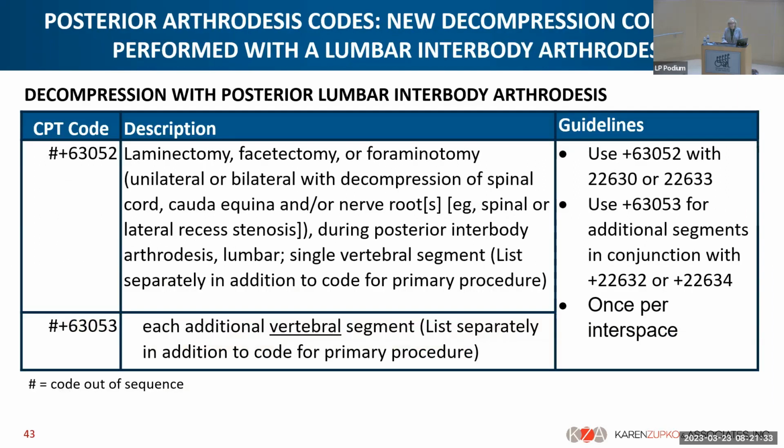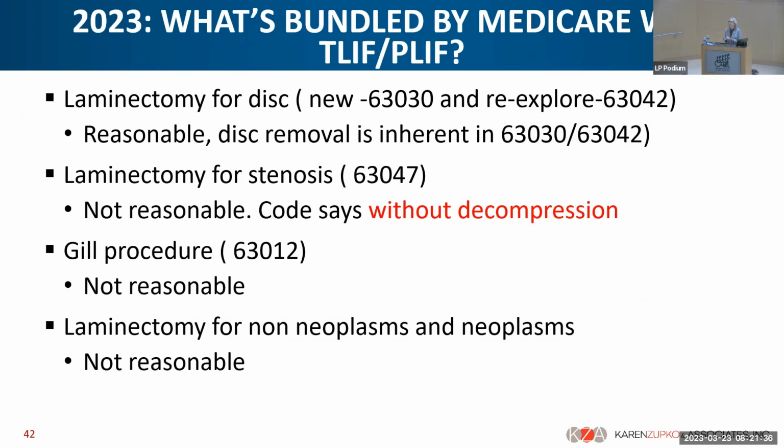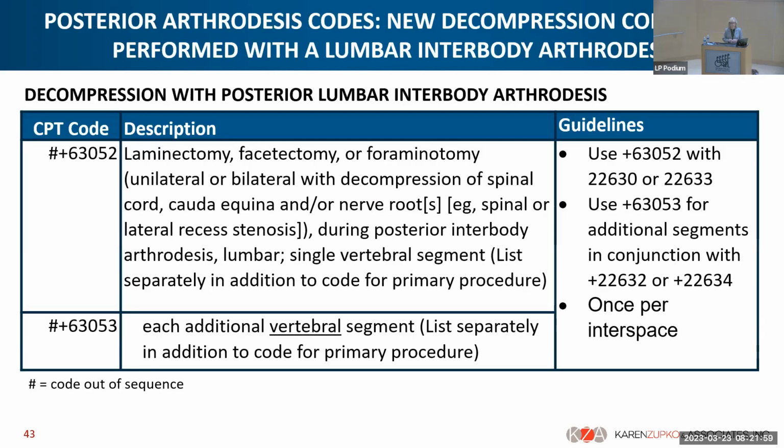And what we're doing now with the Gill procedure, if you do a TLIF or PLIF with a Gill procedure, which is oftentimes done as part of the Gill procedure. Now, again, you can't bill the Gill procedure because it is totally bundled with no way to unbundle it at the same interspace. So we're recommending if you do a Gill to then bill the TLIF and one of these codes in addition, because that's your only option. You can't bill the 63012 for a full Gill procedure if you do a TLIF at that same interspace, let's say at L4, L5. So your only option to get extra payment is to bill the 63052.